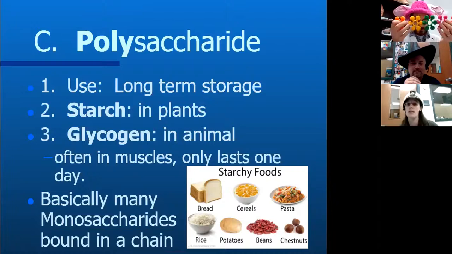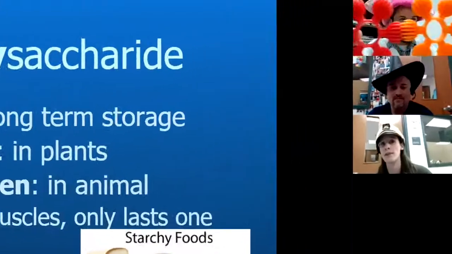And we'll have some different names in plants versus animals. So in plants, we call this starch, and plants are storing things long-term in starch molecules. In animals, we call it glycogen, and we find it often in muscles.